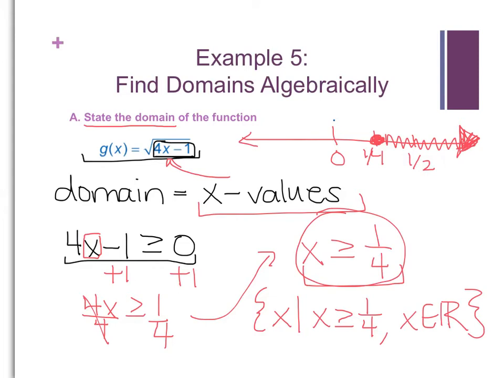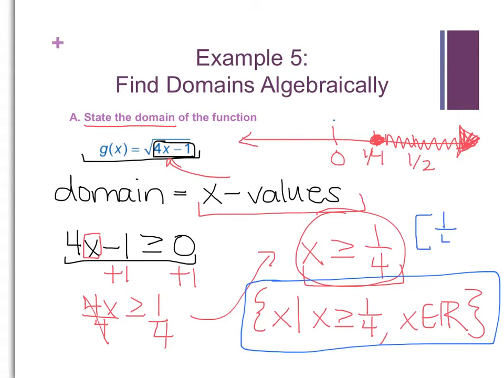Now, if I was going to write the domain, we already wrote the domain in set builder notation. If I was going to write the domain in interval notation, really the interval for x is greater than or equal to 1/4 is bracket 1/4, comma, infinity, parenthesis, because we are shading from 1/4 all the way to the right infinitely, so we'll shade to infinity. Infinity isn't really a number, so therefore we use a parenthesis around infinity.